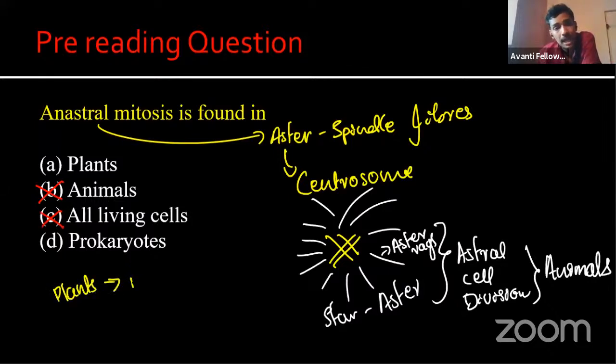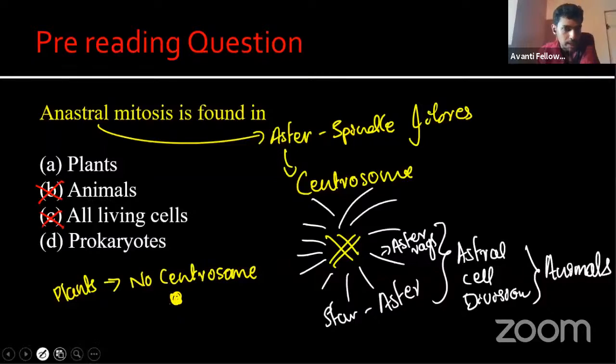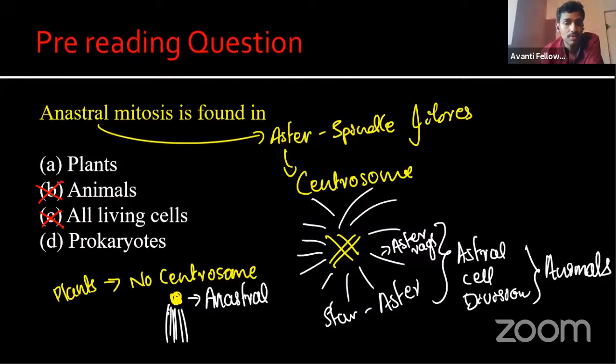What is that? Plants don't have the centrosome. That means there is no centrosome. Because of the absence of the centrosome, the spindle fibers are not like this, but something like this. There is an MTOC, that means microtubule organizing center. It can only produce the spindles in one direction, not in the complete surrounding region. So this kind we call anastral. Remember, this is what we call anastral.